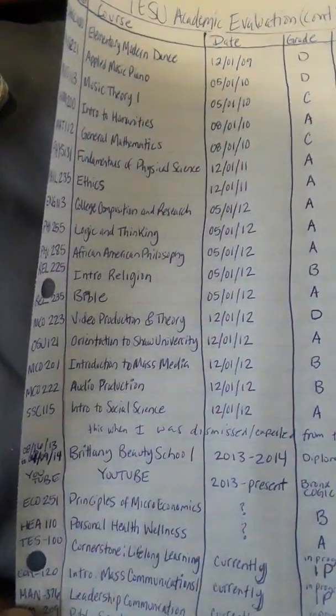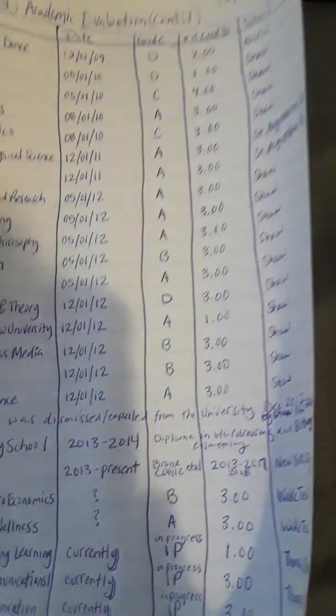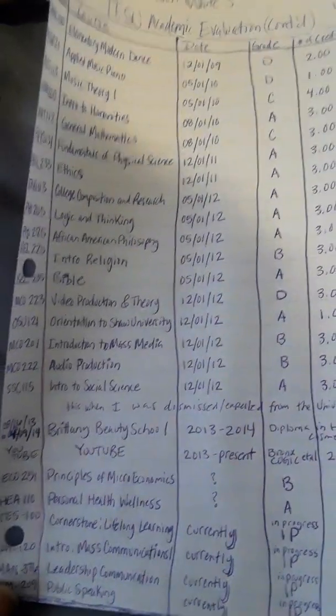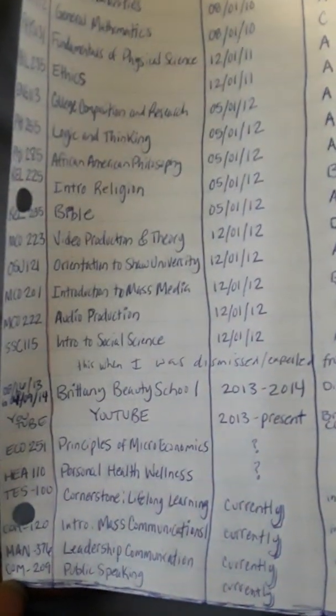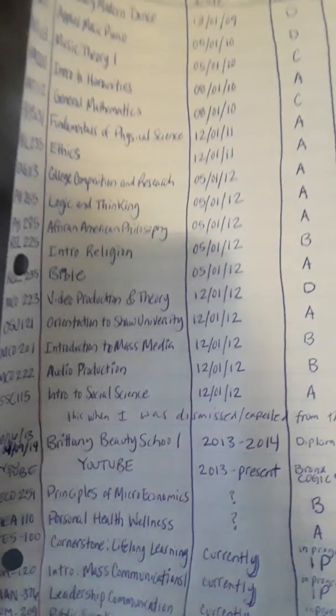And then, as you can see, in 2013 to 2014, I was at Brittany Beauty School in the Bronx. And then after that, I put in YouTube. If you want to know what I was up to during that period, you can check me out on YouTube. I didn't get my entire life story on video, but I did get some clips, samples, I guess hints at what I was up to during that time.